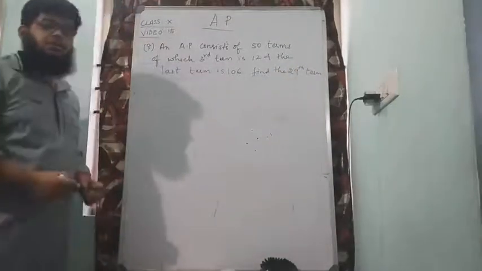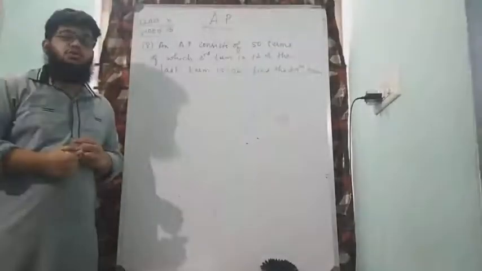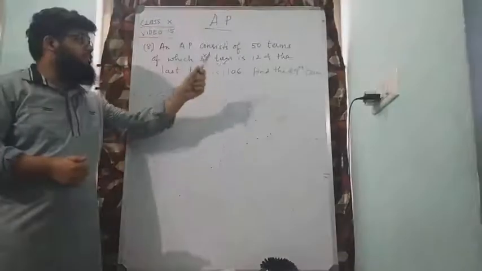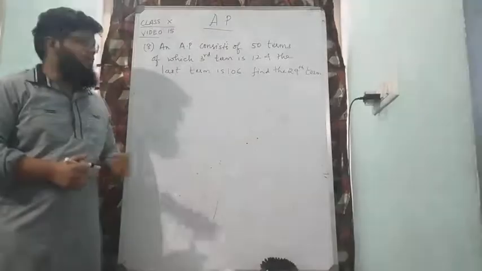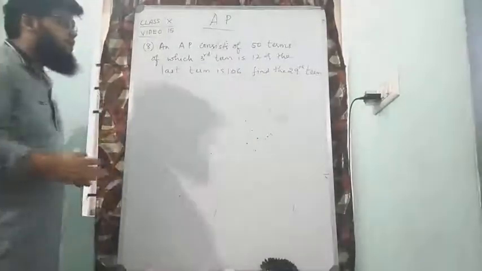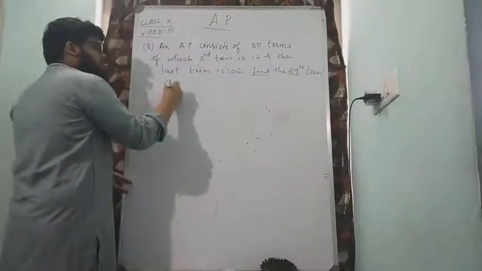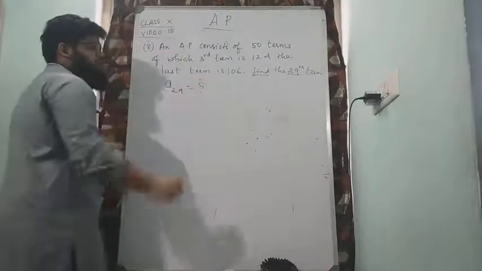So the question on the board is: an AP consists of 50 terms, of which the third term is 12 and the last term is 106. Find the 29th term. So let us first take what we are finding. We are finding the 29th term, A29 equals question mark.